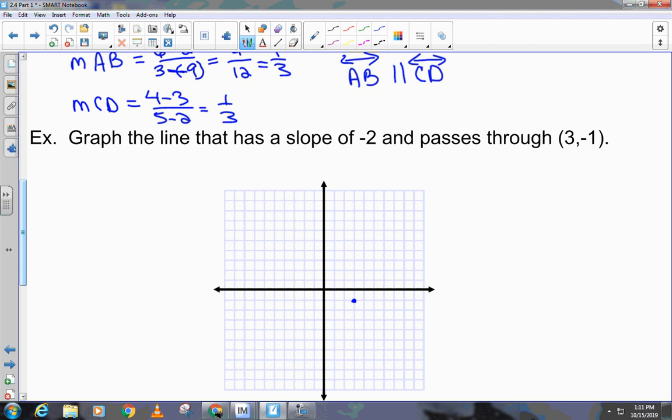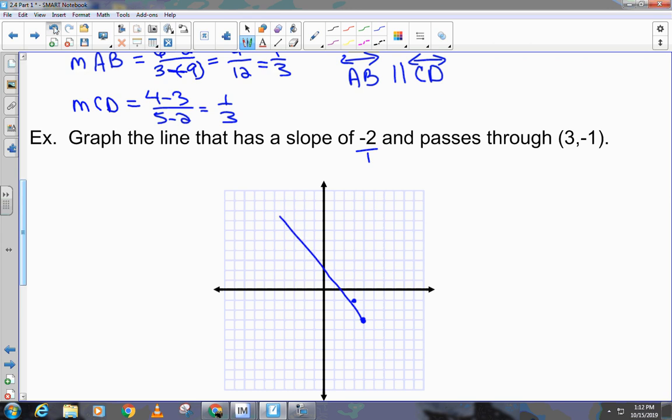And then it tells me it has a slope of negative 2. Remember, slope is rise over run. This is just the number. What do I need to do? I need to put a 1 underneath it, right? So that I can get my rise and run. So it's rise over run, so I have to rise a negative 2, which means I go down 2, but then I'm going to go to the right 1. Okay, and then I connect my points.